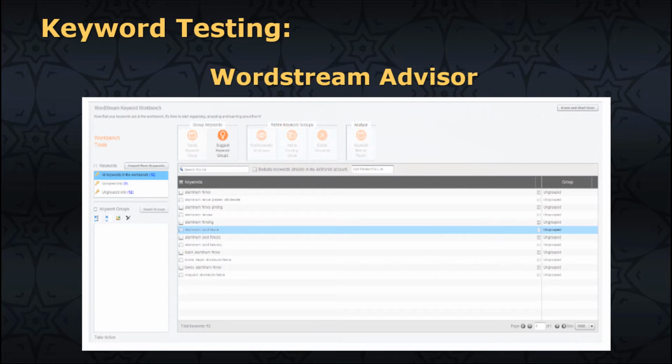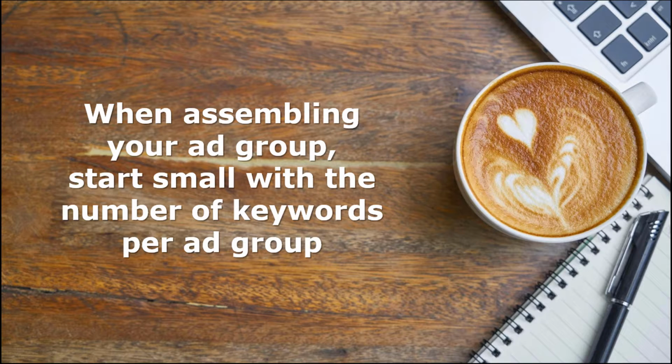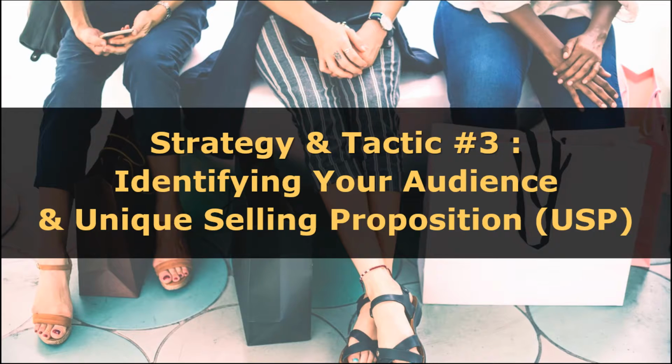When assembling your ad group, be sure to always start small with the number of keywords per ad group, which is 10 to 20 maximum. This is because Google works in a way where, when there are too many keywords in a particular group, the list will get too crowded, and the chances of you getting results or generating traffic based on those keywords are very slim. Some may not even generate anything at all.